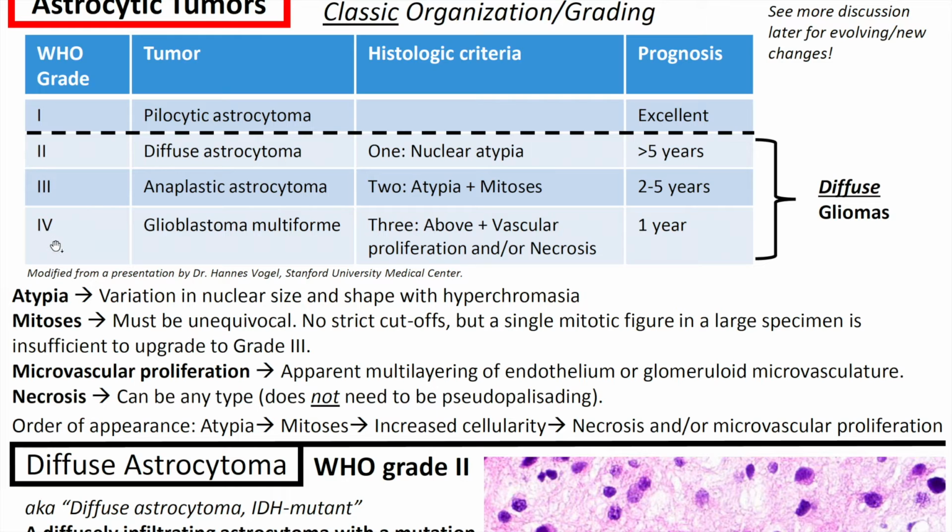And just to define, I think we're all familiar with this, but atypia is just going to be variation in nuclear size and shape with hyperchromasia. Mitoses must be unequivocal. There's no really strict cutoffs, but a single mitotic figure in a large specimen is insufficient to upgrade to a grade 3. Microvascular proliferation is going to be apparent multilayering of the endothelium or glomeruloid microvasculature. Necrosis can be any type, does not need to be pseudopalisading. And the order of appearance is going to be atypia, mitoses, increased cellularity, and necrosis and/or microvascular proliferation.